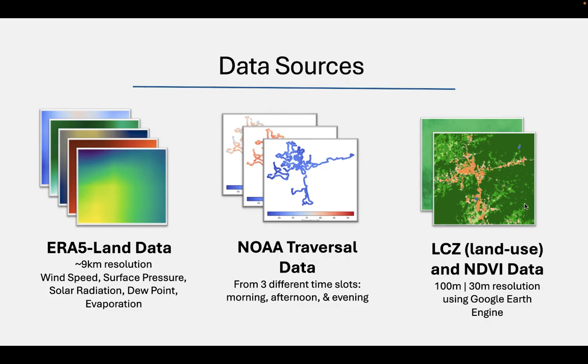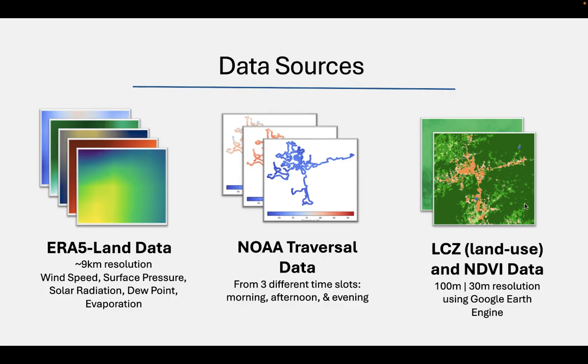Second, we incorporated the NOAA traversal data, which was collected from the CAPA Heat Watch campaign. In this campaign, volunteers drove along predetermined routes around the city with temperature sensors mounted to their cars. This generated thousands of temperature readings, which are used to create detailed heat maps showing how temperatures vary across the city throughout the day.